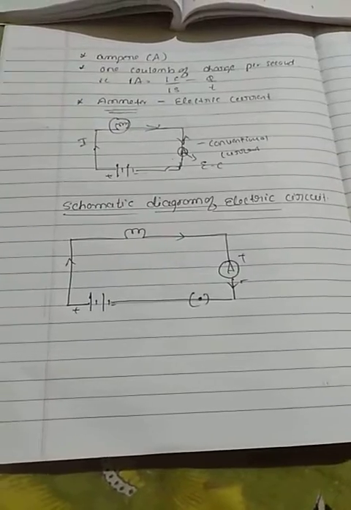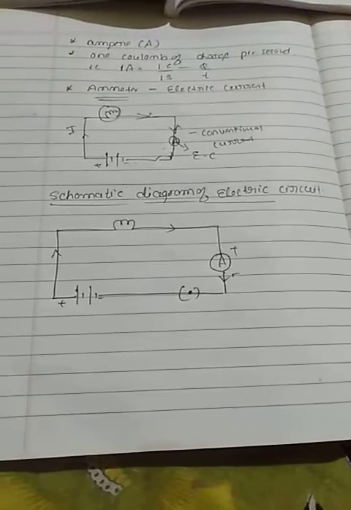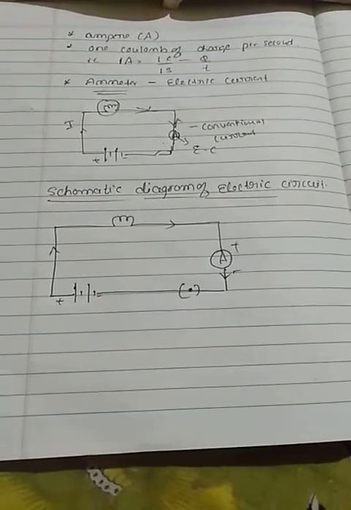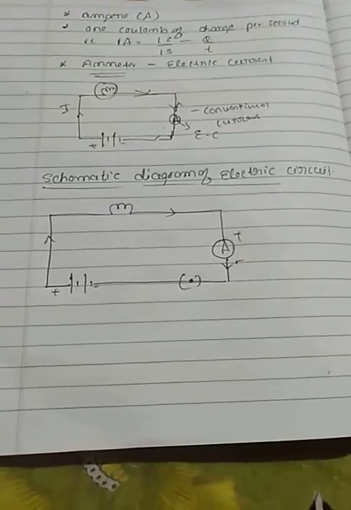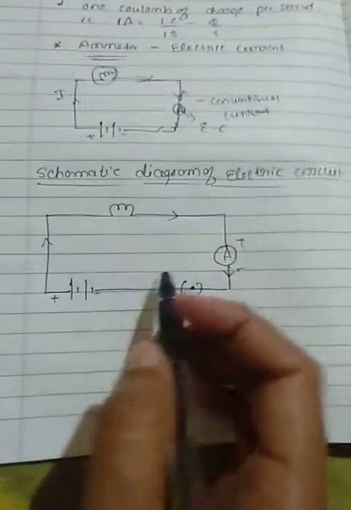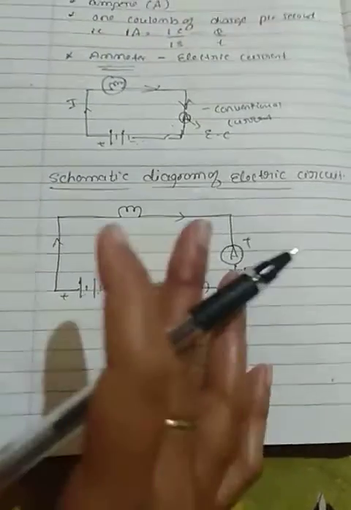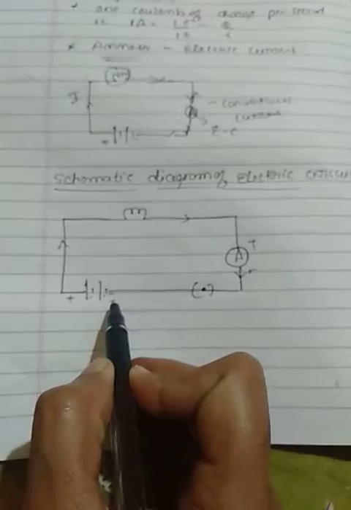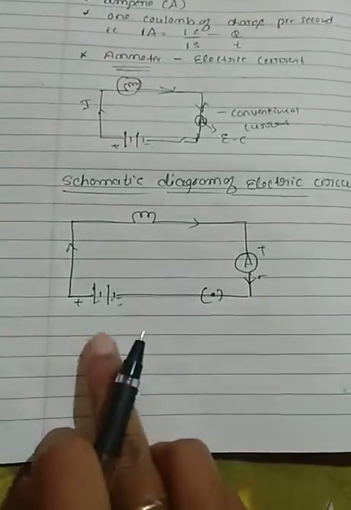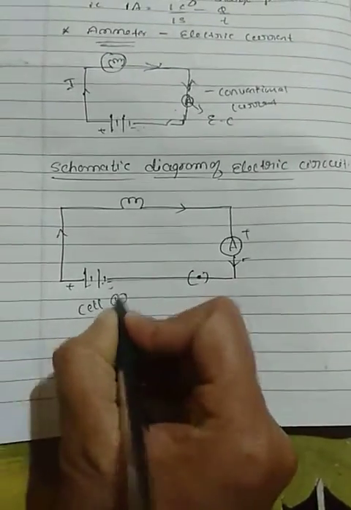The next concept is the schematic diagram of an electric circuit. This is the important one. See here, this is the schematic diagram of an electric circuit. This electric circuit consists of a battery, that is a cell. The combination of two or more cells is called a battery. So this is the cell, or battery. This is the key.